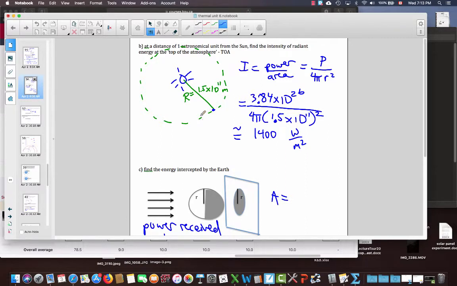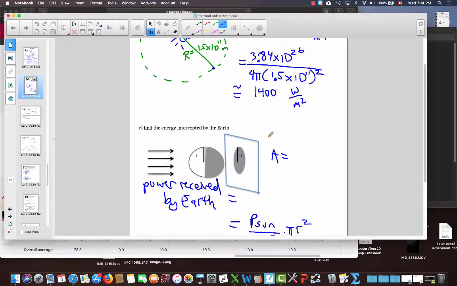So if you took a 1 meter squared surface out there, you'd get 1,400 watts of solar energy impinging on it. That's over the entire frequency spectrum. So over all frequencies at that point, the total would be 1,400 watts.